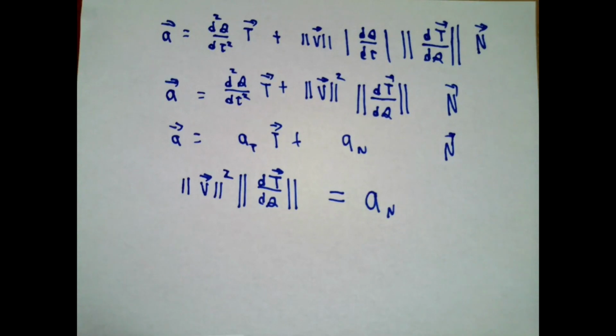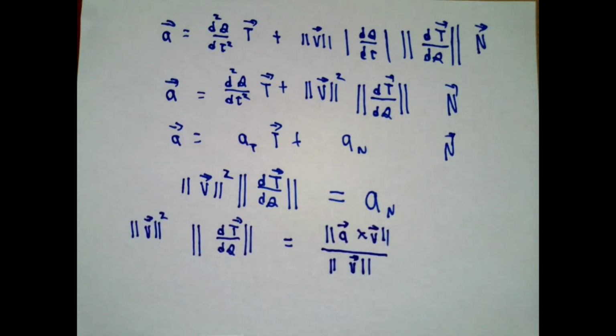So this formula is going to let me figure out what the curvature is in a very easy way. The speed squared times the curvature, being a sub n, must be the magnitude of a cross v divided by the magnitude of v, because we have previously used vector trickery to figure out that that tells me what a sub n is.